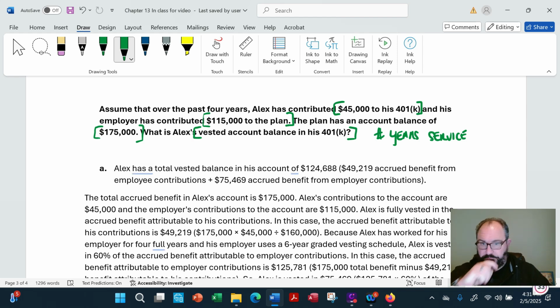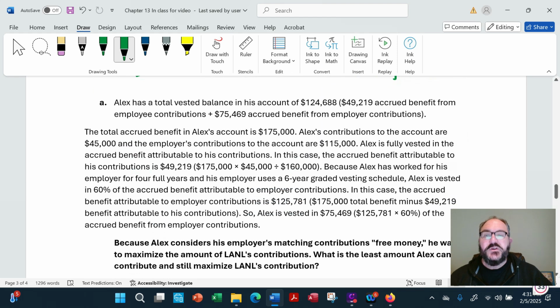So the first thing to realize is that his money is vested. So whatever he put in there, he gets to keep. Okay? So let's take a look. So here's how it works out. Total amount is $124,688. Okay, so here's what happens. Alex's contributions are $45,000, and the company's $115,000. To get the accrued benefit for his contributions, you get $49,219.